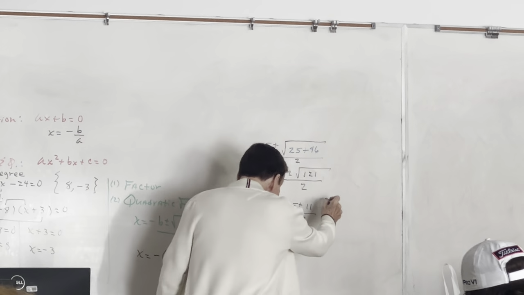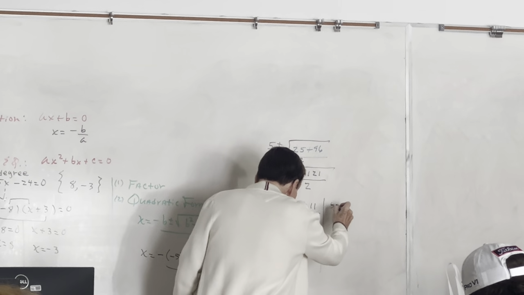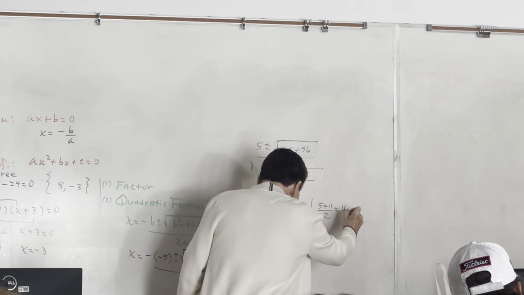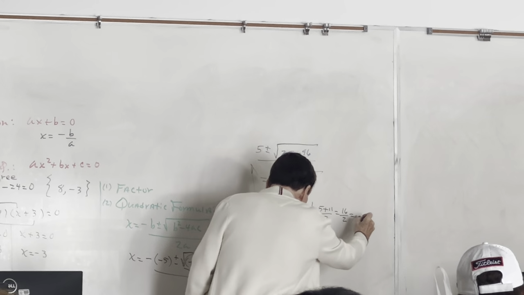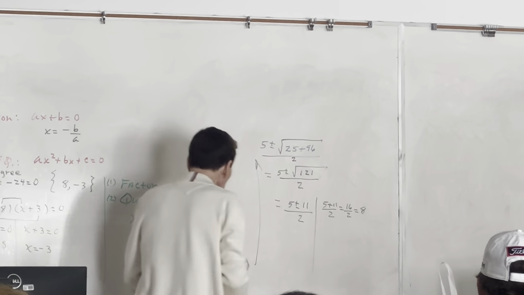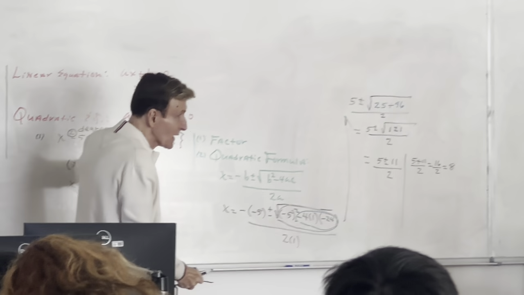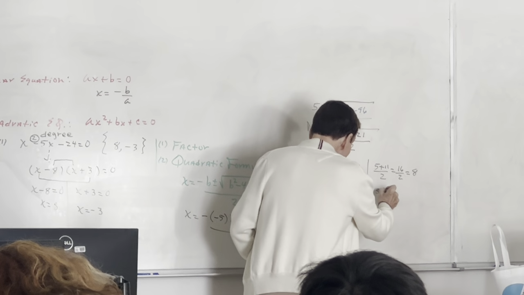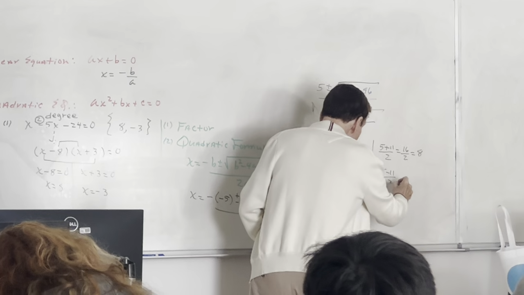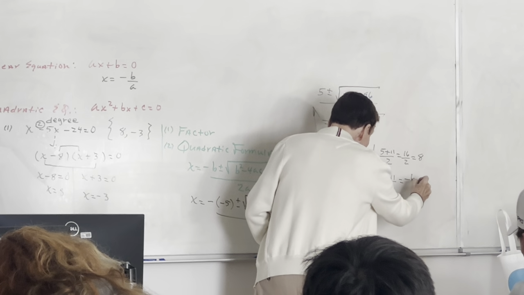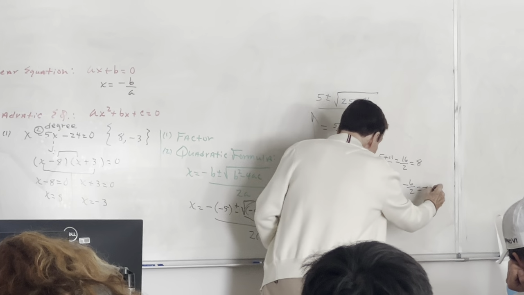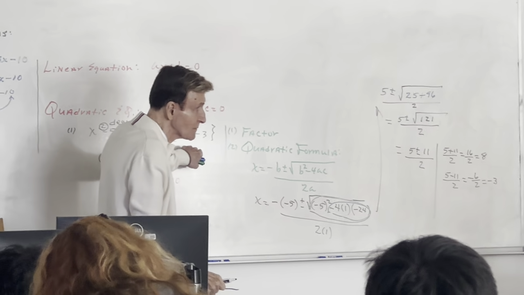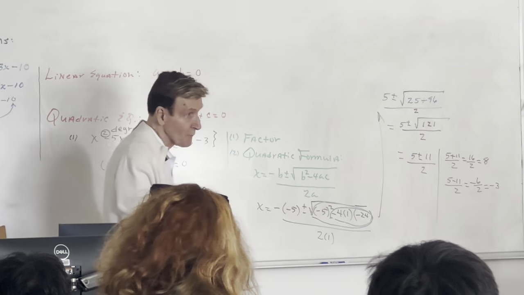If I now split this up, one answer looks like this: 5 plus 11 over 2, which is 16 over 2, which is 8. And by the way, 8 was one of the answers back here. The other one is 5 subtract 11 over 2, which is -6 over 2, or -3. And checking back, a -3 came out earlier. So that quadratic formula is going to work for me.